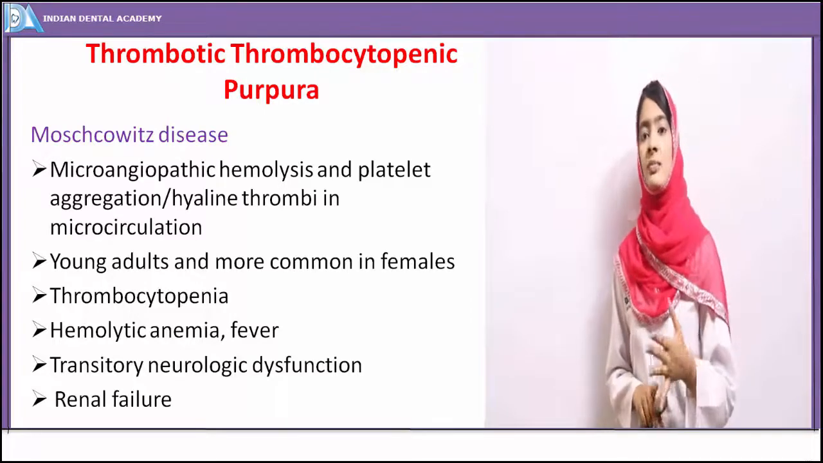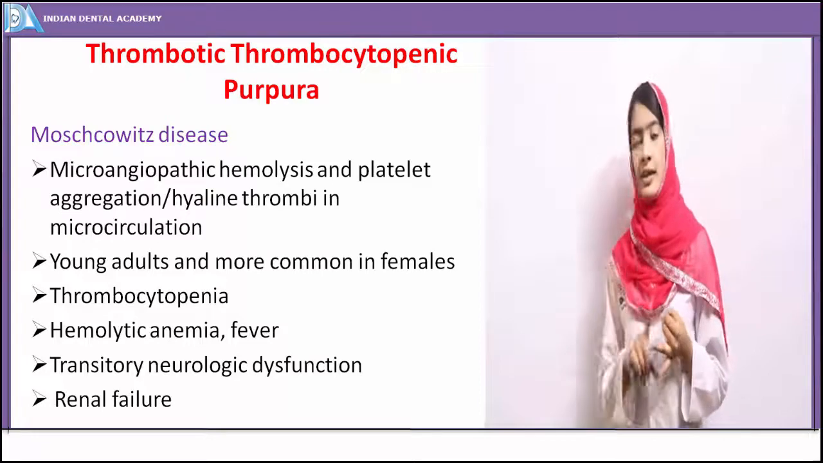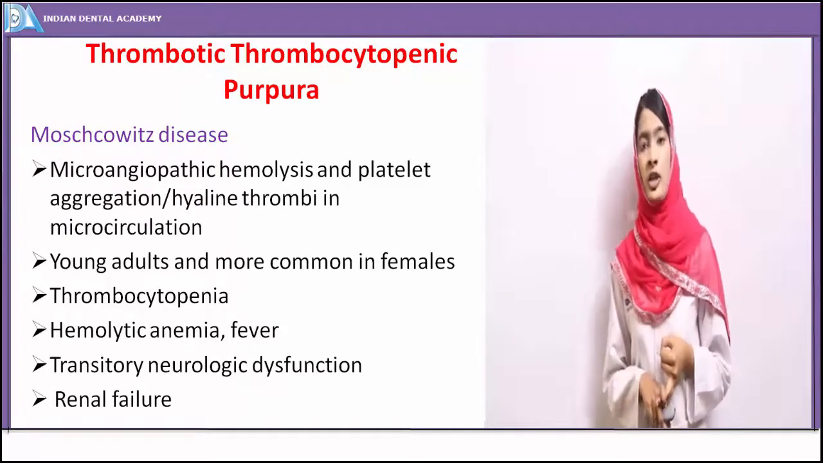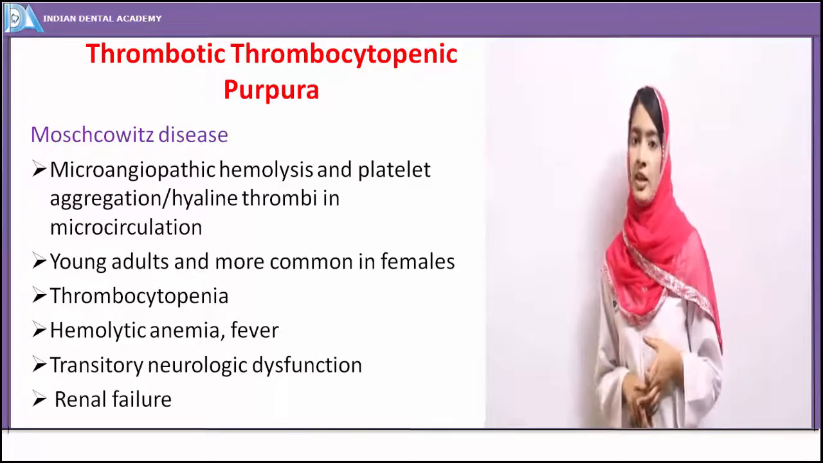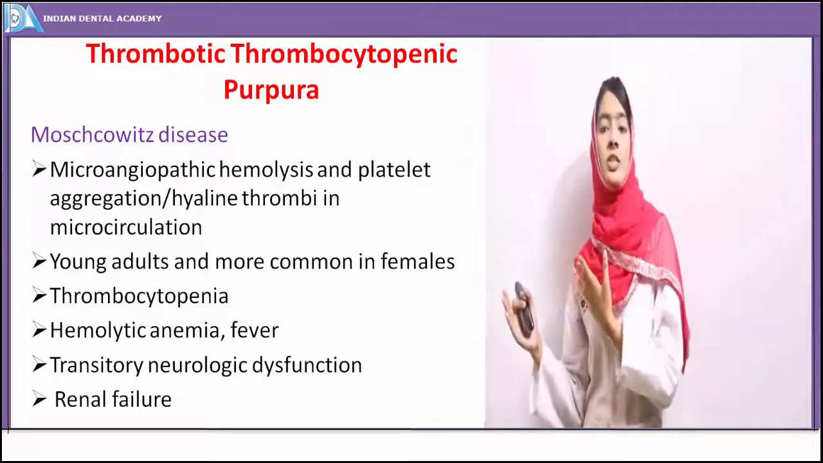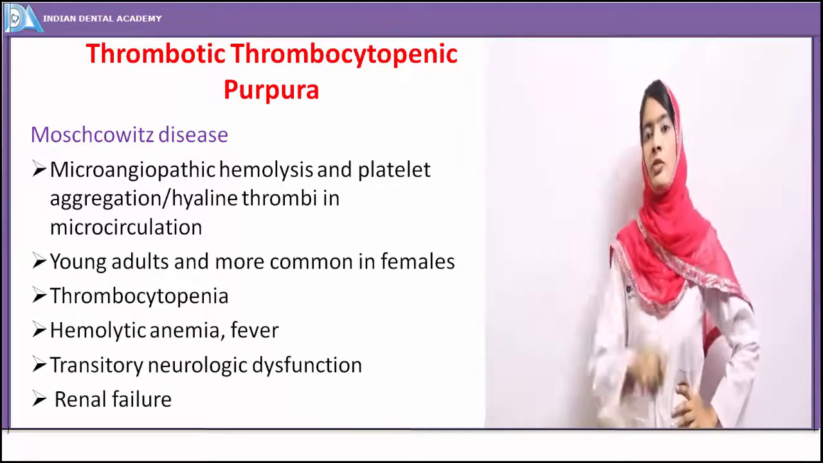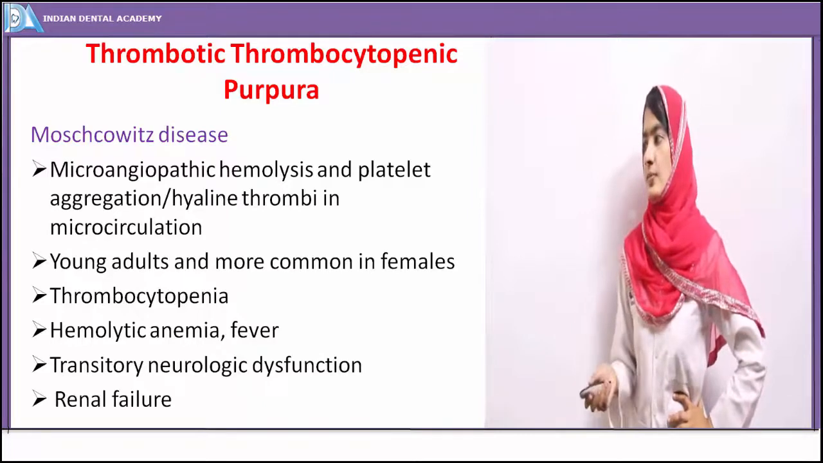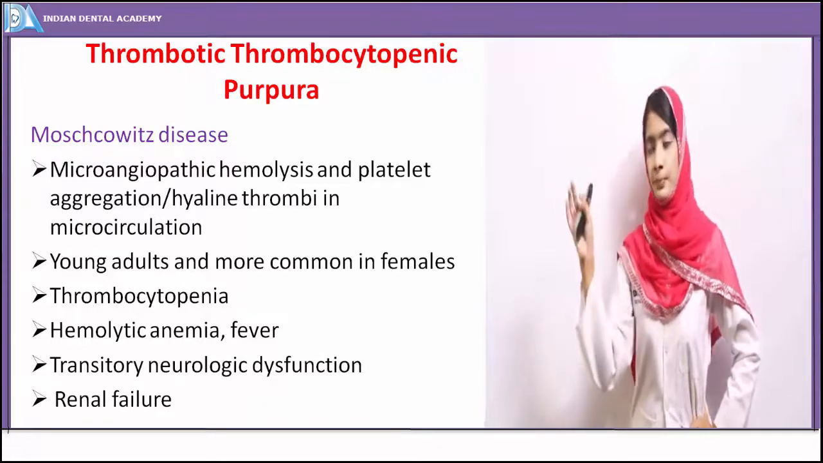The characteristic features of thrombocytopenia are seen, along with anemia, fever, neurologic dysfunction and renal failure. So thrombotic thrombocytopenic purpura is characterized by thrombi formation in the blood vessels. So even the blood picture shows the presence of thrombi.